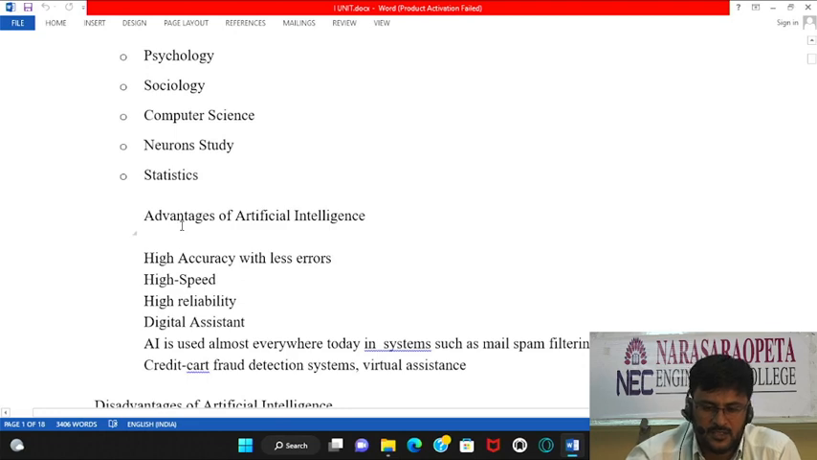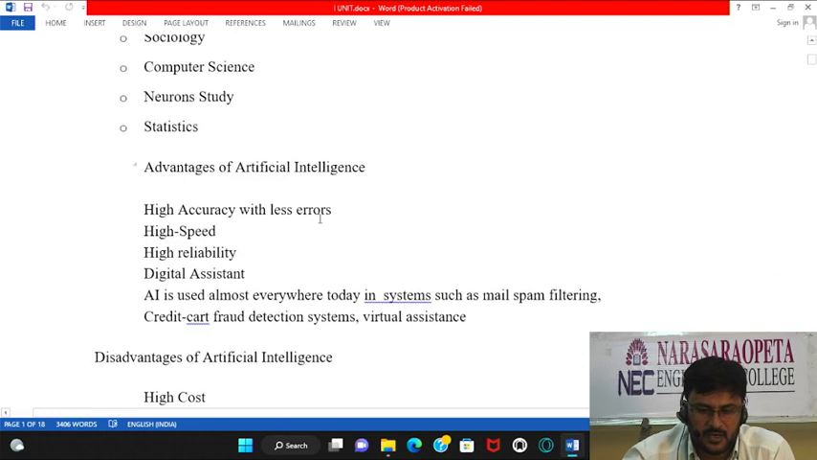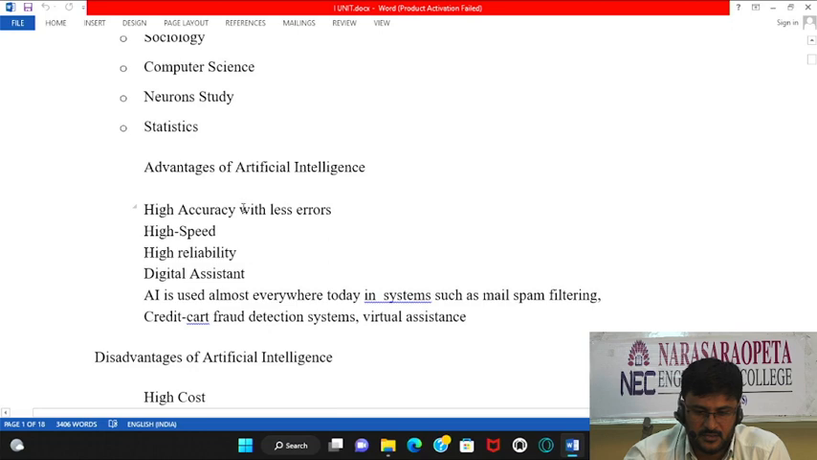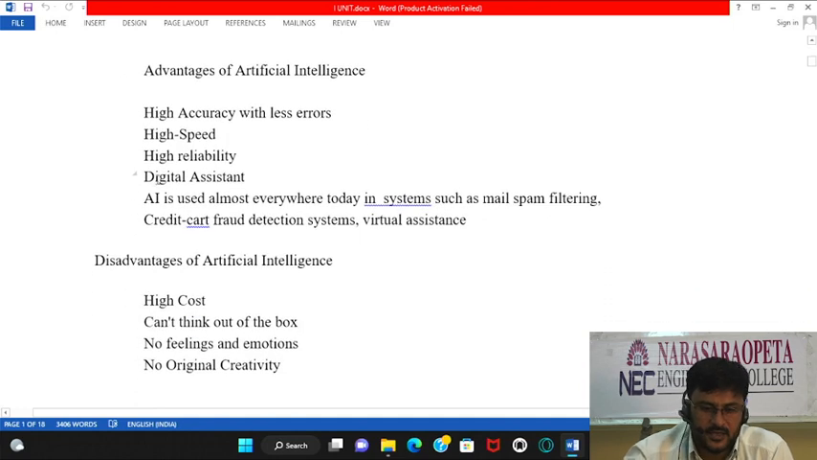What are the advantages of artificial intelligence? High accuracy with fewer errors, high speed, high reliability, and digital assistants. AI is used almost everywhere today, in systems such as mail filtering, credit card fraud detection, and virtual assistants, for example Google Siri.